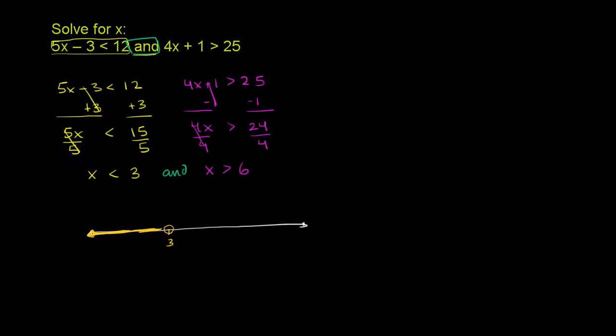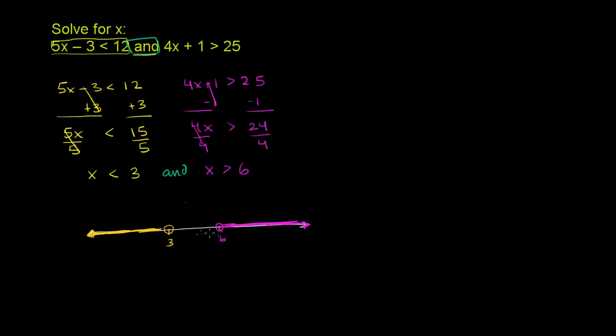The second constraint says that x has to be greater than 6. So if this is 6 over here, it says that x has to be greater than 6. It can't even include 6. And since we have this "and" here, the only x's that are a solution for this compound inequality are the ones that satisfy both, the ones that are in the overlap of their solution set.